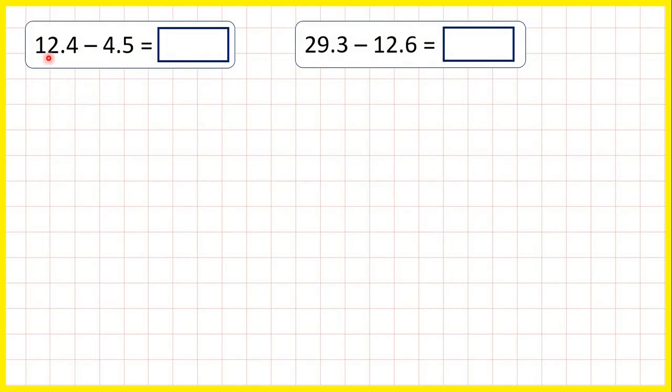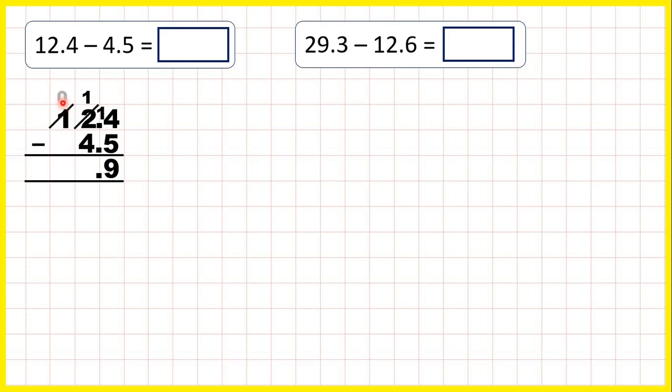Now let's try 12.4 minus 4.5. So we can set the question out with our decimal points lined up and copy the decimal point down into our answer. We can't do 4 minus 5 using the column method, so we go to the left, 1 less, 1 in front. 14 minus 5 is 9. We can't do 1 minus 4, so go to the left, 1 less, 1 in front. 11 minus 4 is 7, and 0 minus nothing is 0, so our answer is 7.9.